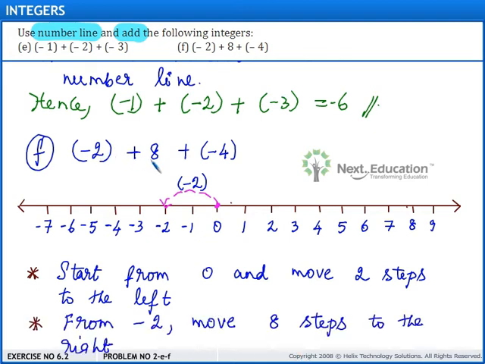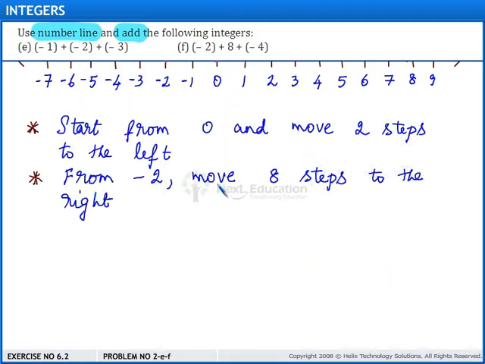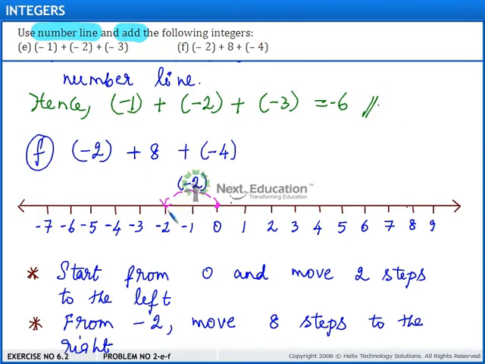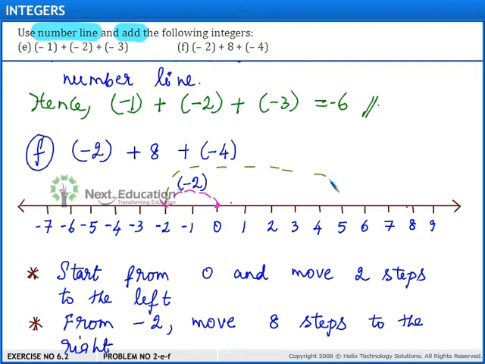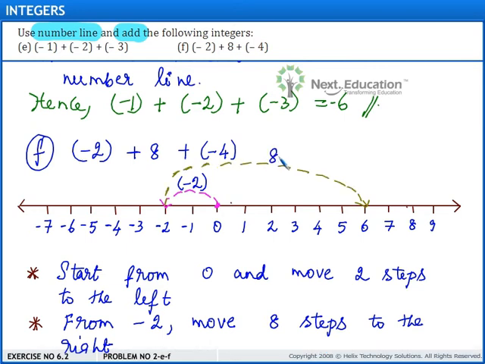Next, we need to add 8 with -2. For that, from -2, we need to move 8 steps to the right. So from -2, 8 steps we need to move towards right. 1, 2, 3, 4, 5, 6, 7, 8. So we have moved 8 steps to the right starting from -2 and we reached 6.